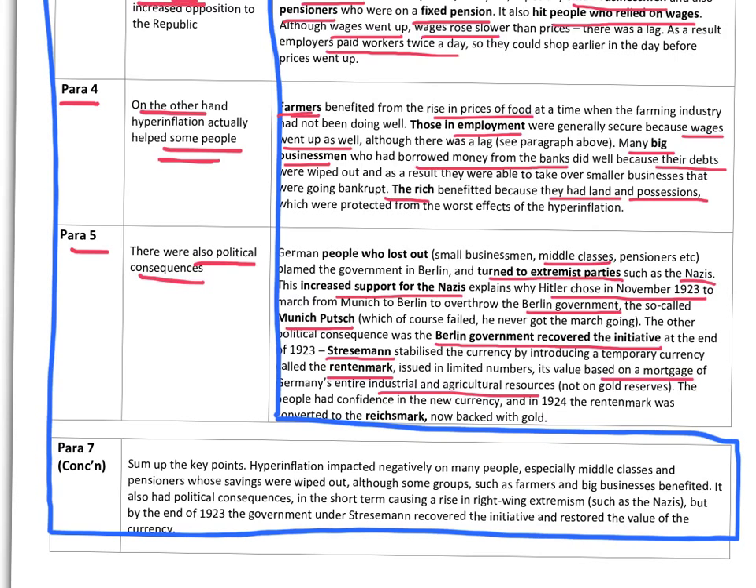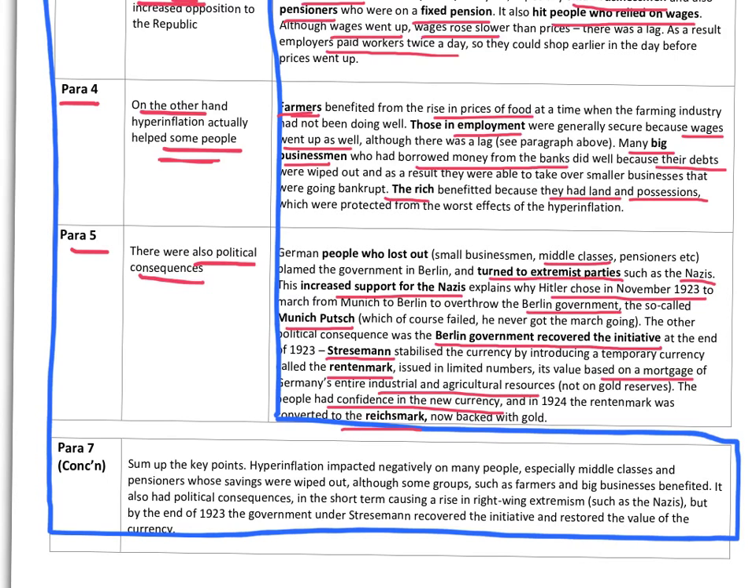It was only a temporary currency, and the following year it was converted back to the Reichsmark, which was backed with gold. But the point is that the people had confidence in the new currency, and so therefore the hyperinflation was stabilised and the economy recovered.